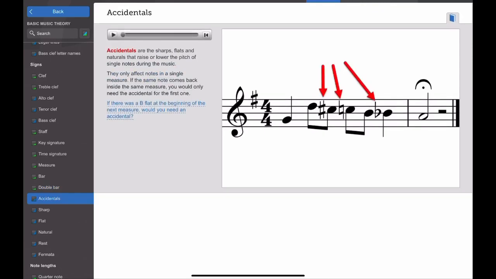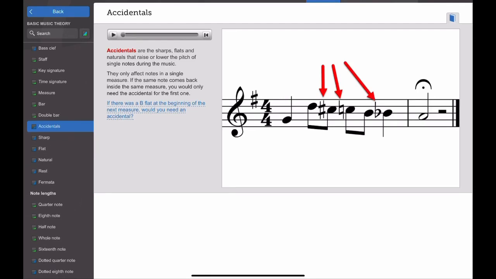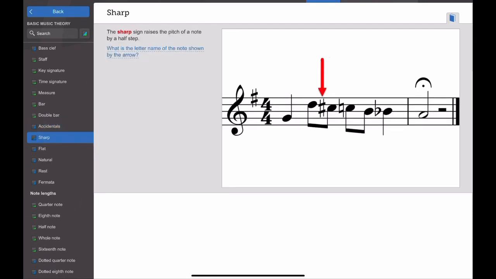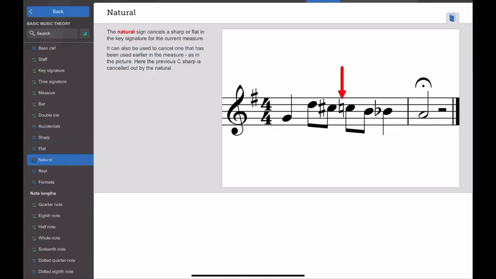Now the accidentals, those are the things that move the notes up and down half a step. Yeah, the sharp raises the pitch by a half step. The flat lowers the note by a half step. Take a good look. Memorize those. There is no reason why any of you should ever get this wrong. The natural erases the effects of a sharp or a flat. And take a look, it looks different than the sharp.